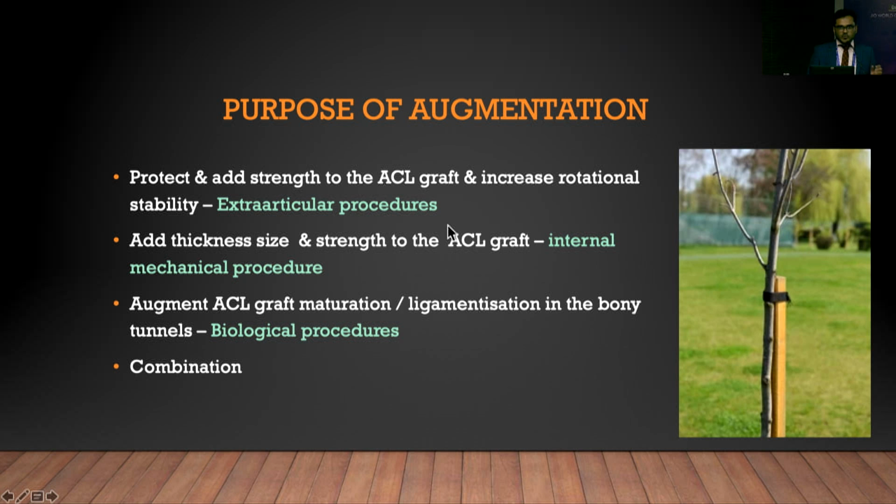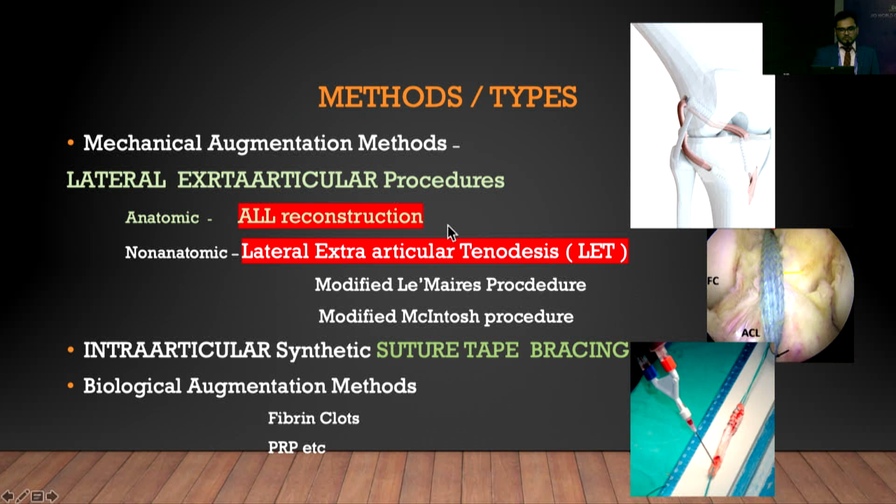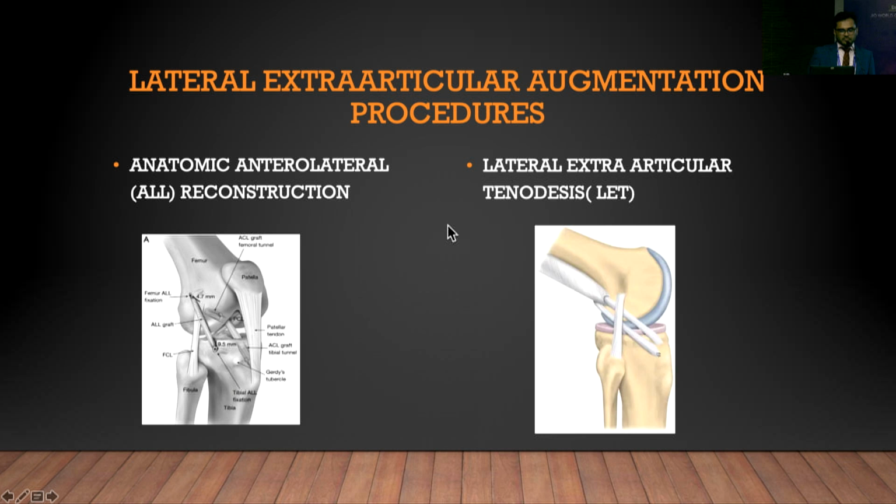There are different methods by which we can augment your arthroscopic ACL reconstruction: extra-articular methods, internal methods, and certain biological methods which will address graft healing and graft maturation. The mechanical methods are broadly the lateral extra-articular procedures, of which the most commonly done is the anterolateral ligament reconstruction. Then the lateral extra-articular tenodesis procedure, most commonly the modified Lemaire procedure, along with your arthroscopic ACL. Suture tape augmentation is the internal augmentation, and certain biological augmentation methods are PRP and fibrin clots. We will understand them one by one.